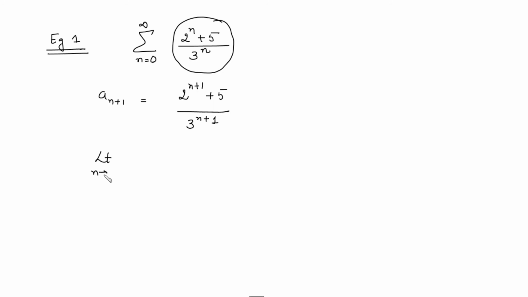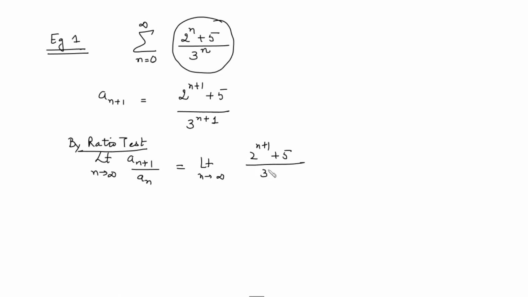Now by using the ratio test, find the limit of the ratio of the n plus 1th and nth term. What will we have? Now just simplify this. You can take 2 to the power n common in the numerator and 2 to the power n in the denominator, and you can simplify this.